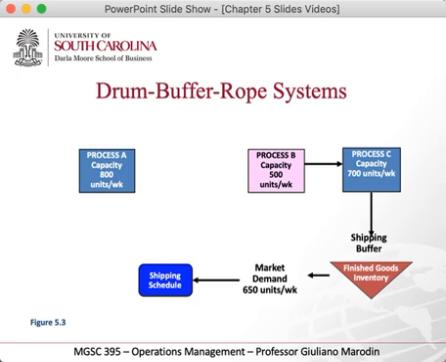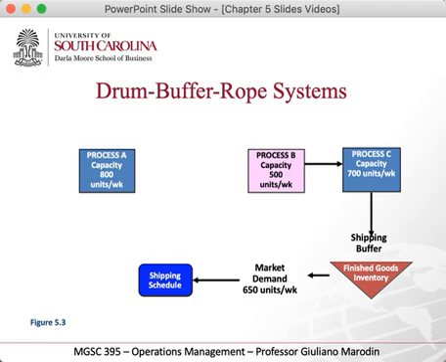So let's say that I have process A here, with a capacity of 800 units. I have process B with a capacity of 500 units, process C with a capacity of 700, and the market demand is 650 units per week. So the first question is always: which process or which step is going to be the bottleneck?